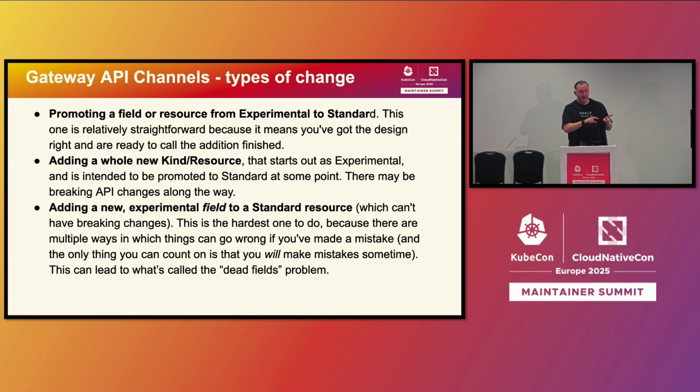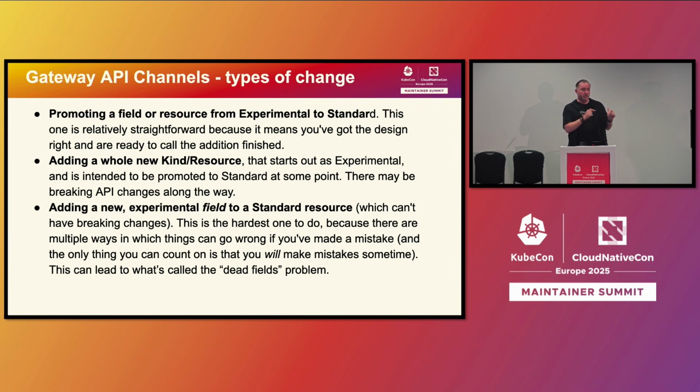So we've got promoting a field or resource from experimental to standard. This is the good one. This is the one we want to have happen. This is the happy path. Everybody's happy in this case. Feature was working in experimental. We got it right. We promoted it to standard. There's enough conformance tests. Everything is great.